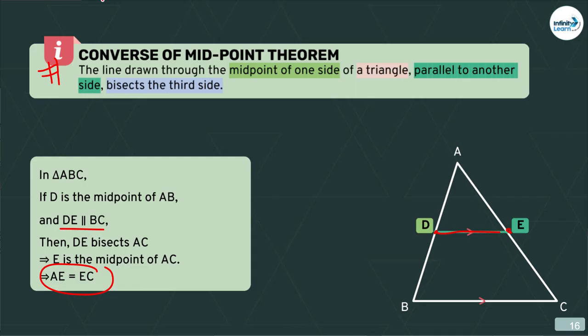Are you getting the difference between the two theorems? पहली वाली थ्योरम में क्या गिवन था? D और E दोनों मिड पॉइंट्स थे. What we have to prove? DE is parallel to BC and DE is half of BC. लेकिन in converse, D is the midpoint, लाइन पैरेलल दी है और we have to prove E is the midpoint. क्लियर? हमको E midpoint प्रूव करना है.